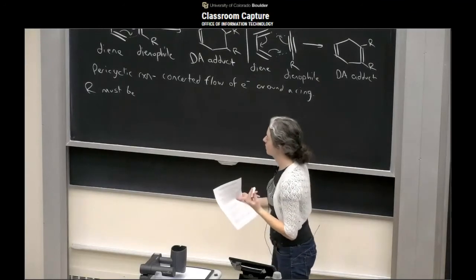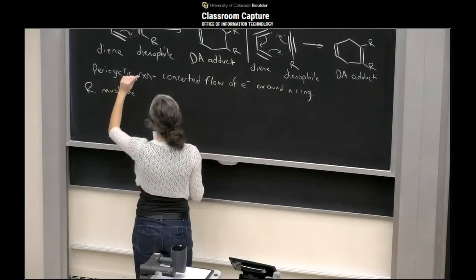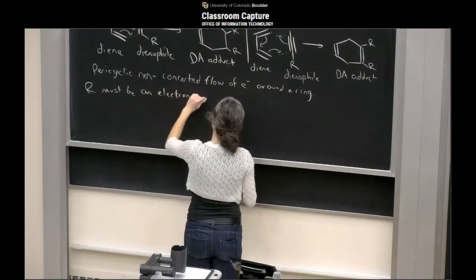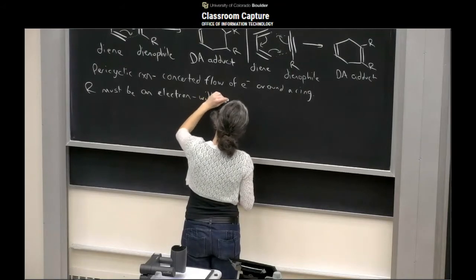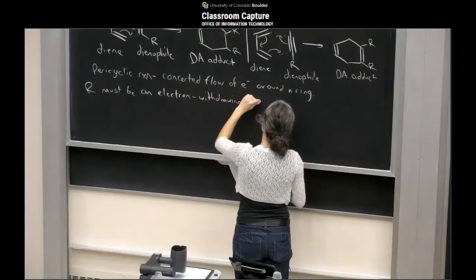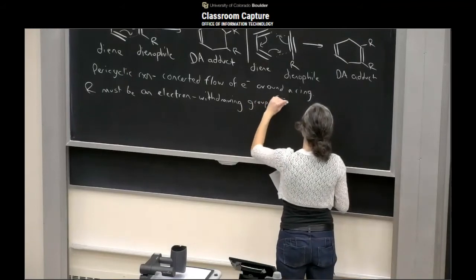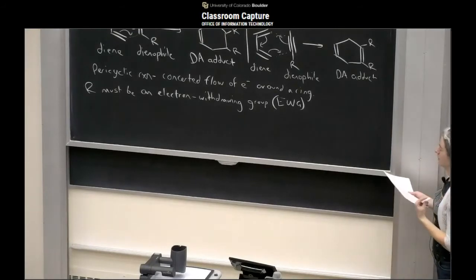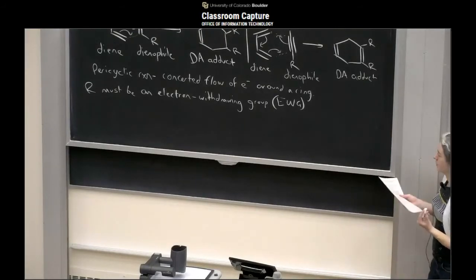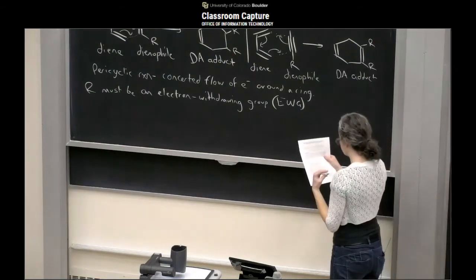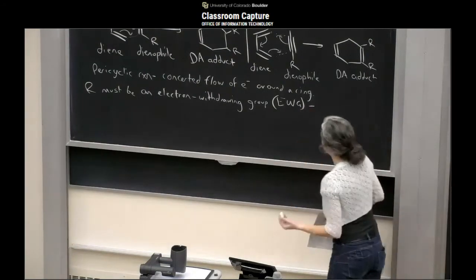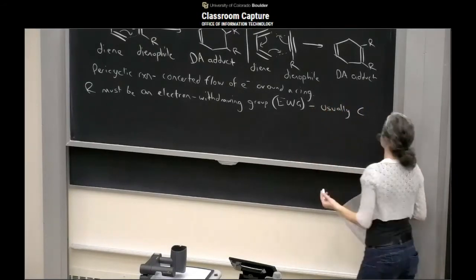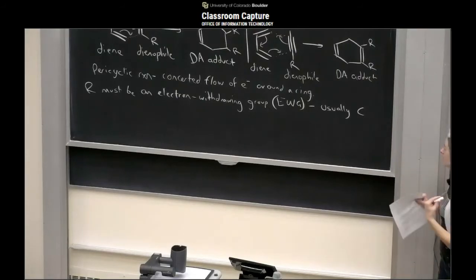So this is the first time we're going to see this descriptor, but R has to be an electron withdrawing group, which we're going to start describing as EWG for short. That's actually going to come up a lot in the next chapter too. We're going to see a whole bunch of electron withdrawing groups there as well. But the gist is usually it's going to be a carbon with multiple bonds to something more electronegative.